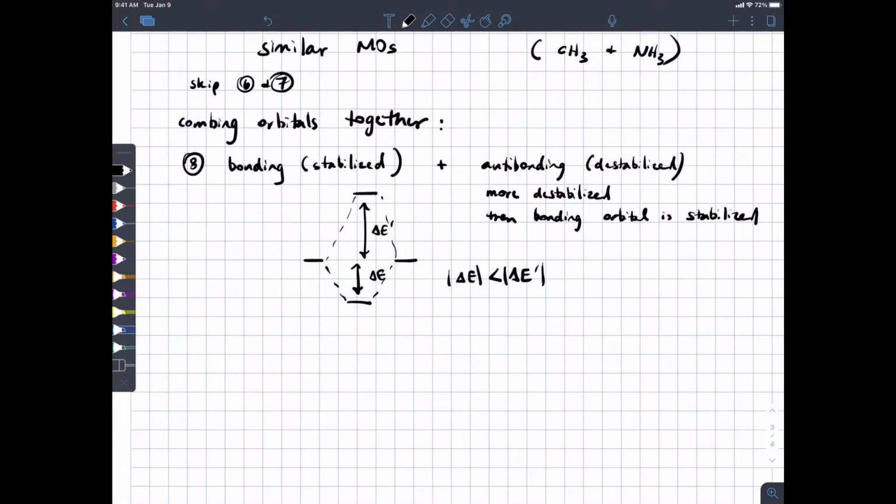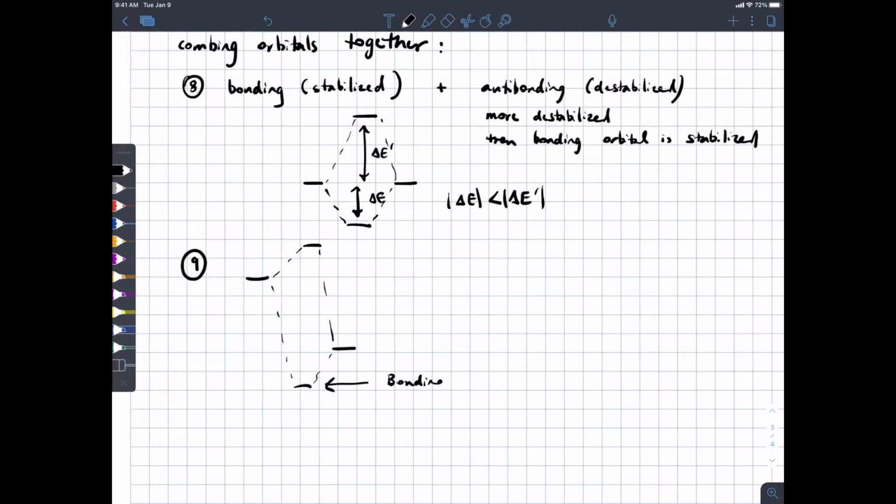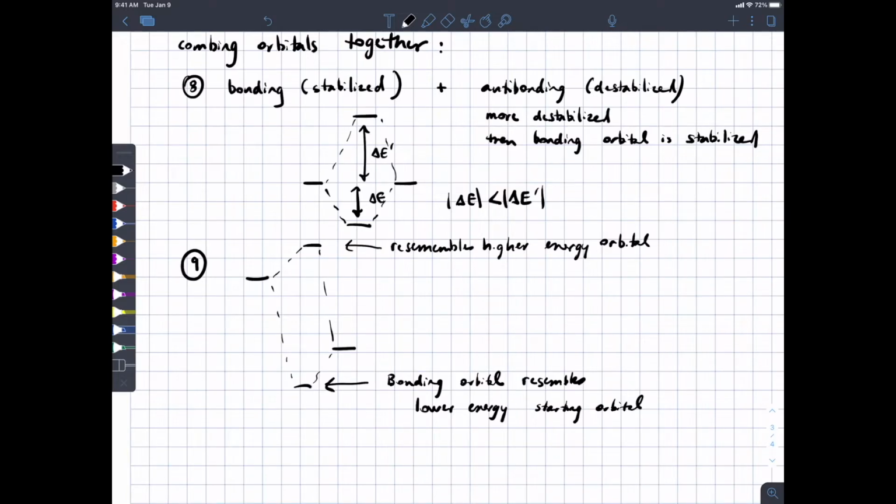Second, when you mix two orbitals together and they're not at the same energy, so if we have two orbitals like this and we mix them together, the bonding orbital resembles the lower energy starting orbital, and the antibonding orbital resembles the higher energy orbital. Your text says it this way: the lower energy orbital mixes the higher energy orbital into itself in a bonding way, whereas the higher energy orbital mixes the lower energy one into itself in an antibonding way.